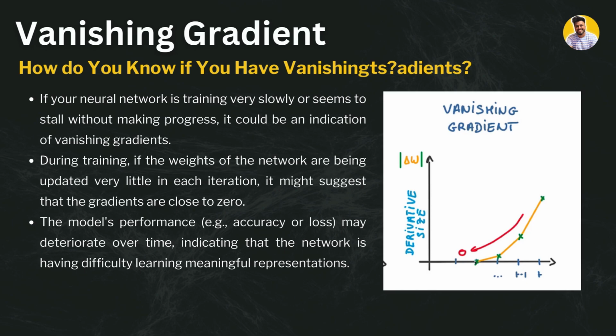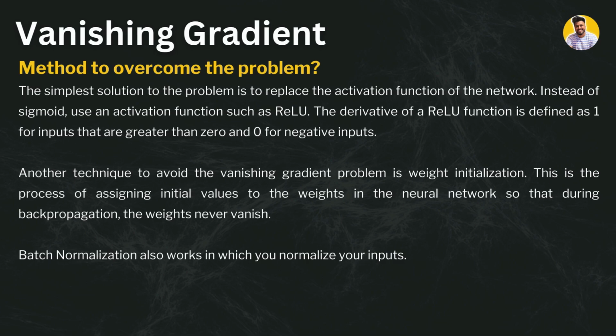What are the different methods to overcome this problem? The simplest solution is to replace the activation function from sigmoid to ReLU, because the derivative of the ReLU function is 1 for inputs greater than 0 and 0 for negative inputs. Another technique is to use proper weights. While building your neural network, you assign some weights; try to experiment with them, reducing or increasing those weights according to your model performance. You can also use batch normalization on each layer input in your neural network.